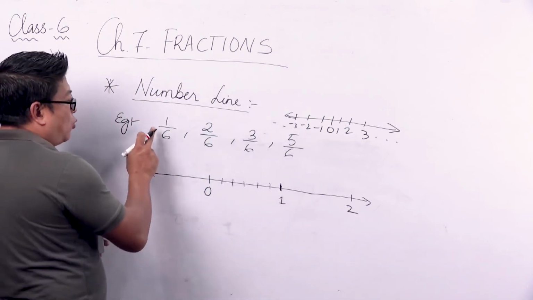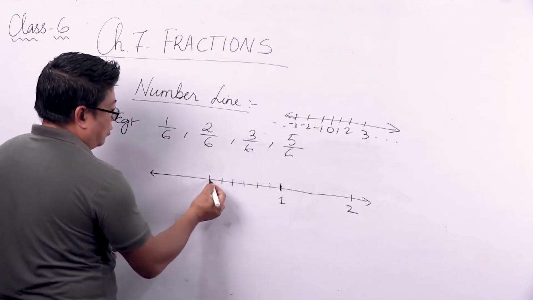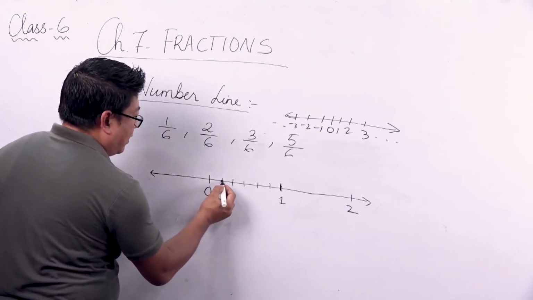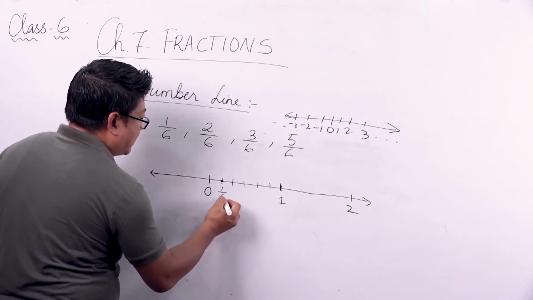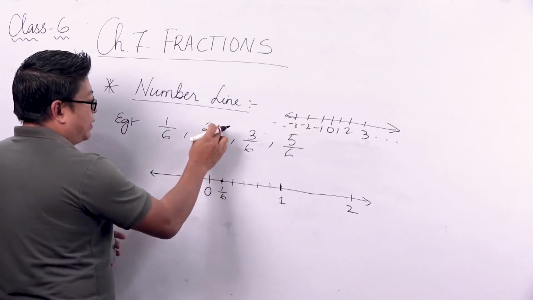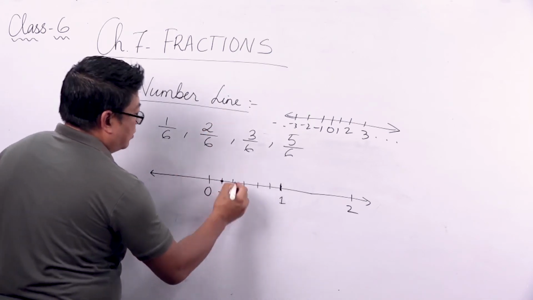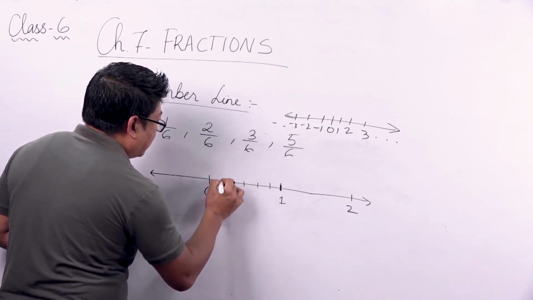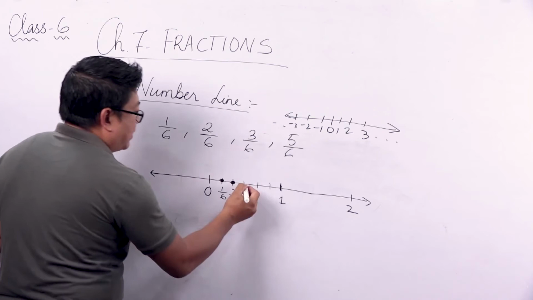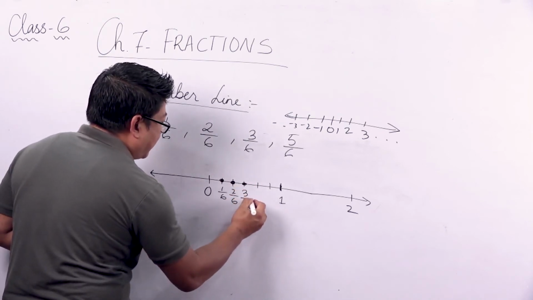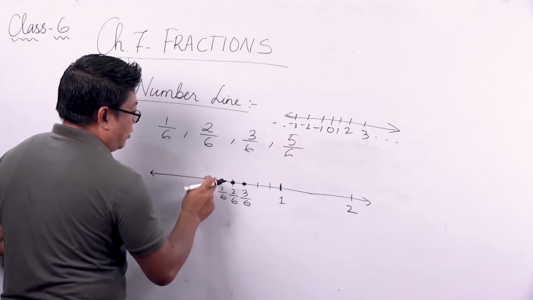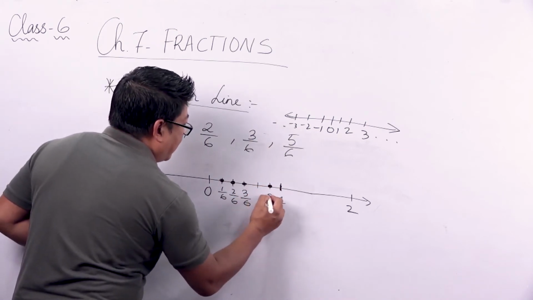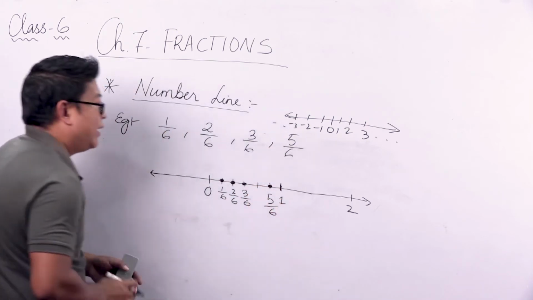Now to plot 1 by 6, count. The numerator is 1, so 1. This will be 1 by 6. The numerator is 2, so 1, 2. This will be 2 by 6. 3 by 6. And 5 by 6. So 1, 2, 3, 4, 5. 5 will come here. So this will be 5 by 6.